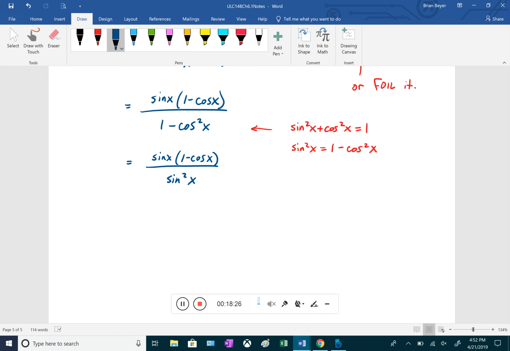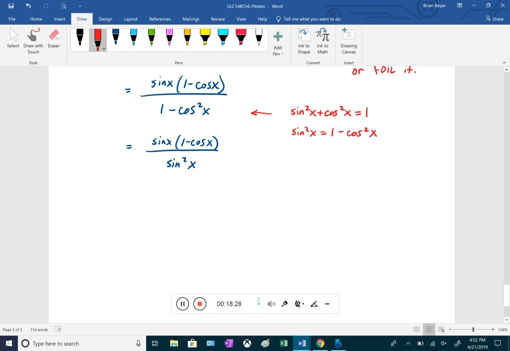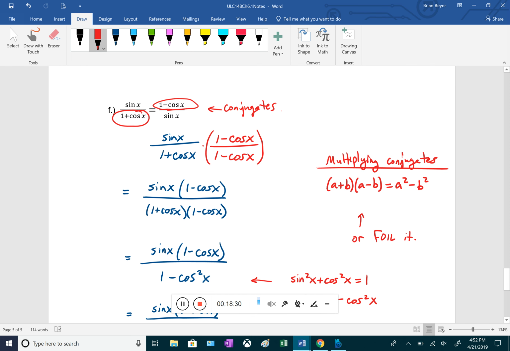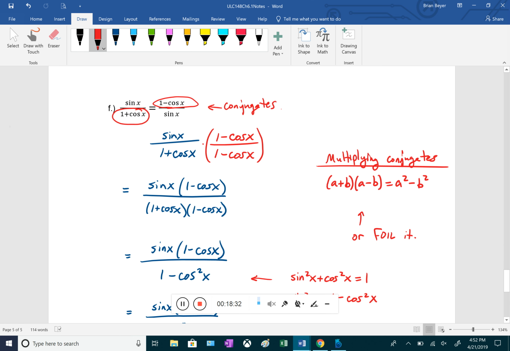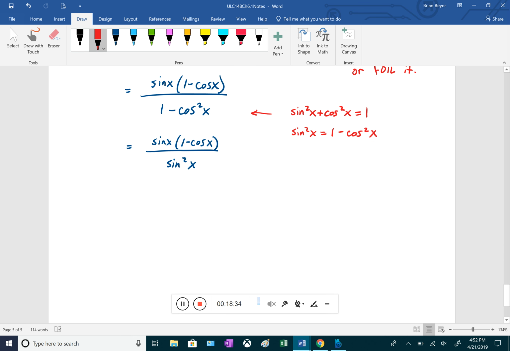Okay, so now let's take a look back at what we want. We want this to equal 1 minus cosine over sine. We're almost there. We can recognize that sine of x is going to cancel with one of those sine of x's down in the denominator, so I'm just going to cancel off the squared. We're going to be left with 1 minus cosine x over sine x, which is what we wanted it to equal, so we are done.